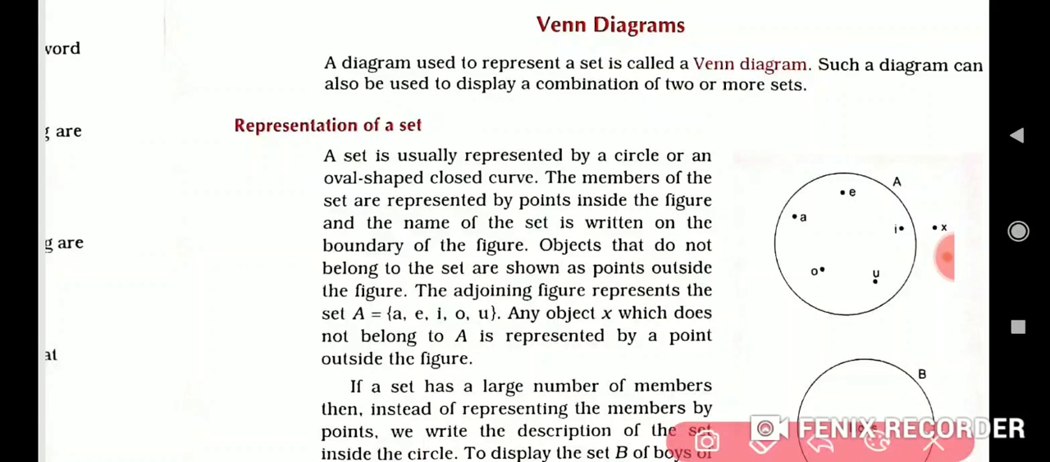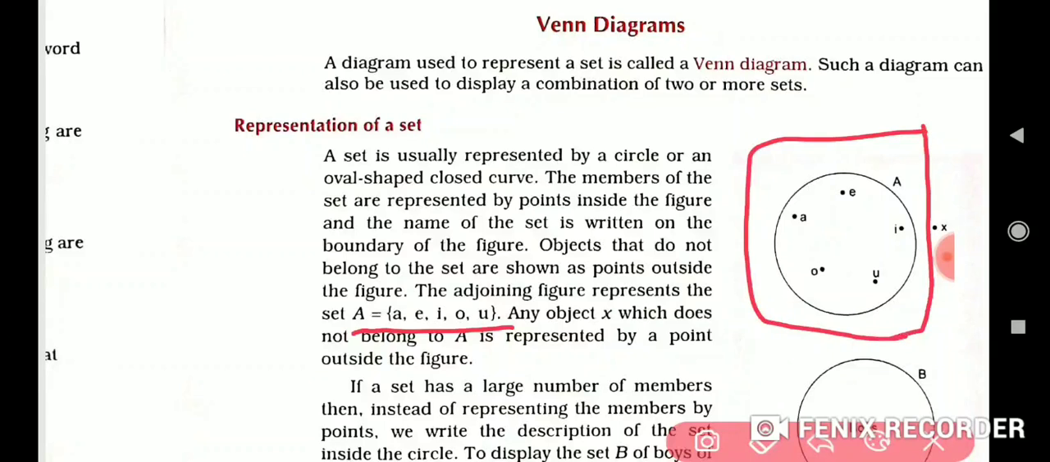Here, the set A is given: A, E, I, O, U. What are the elements the set A is having? A, E, I, O, U. So, you can represent this set this way. Inside A, how many elements are there? A, E, I, O, U. All the elements should be there inside A. This is how you can represent set A by a Venn diagram.